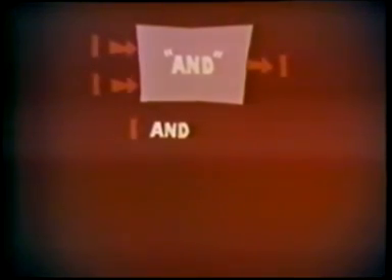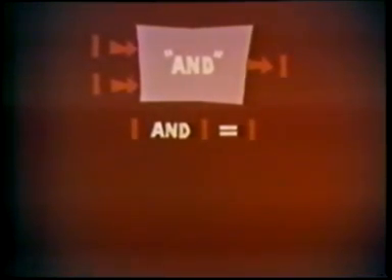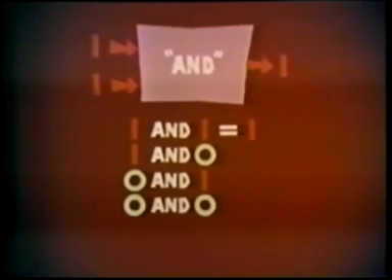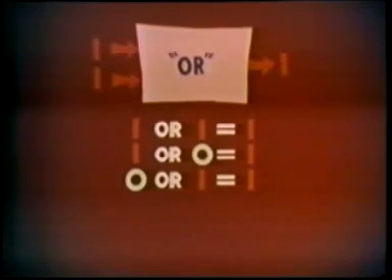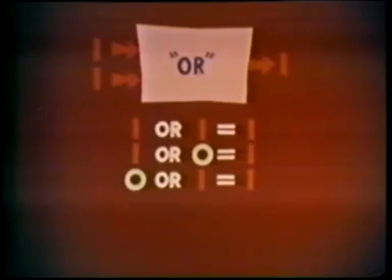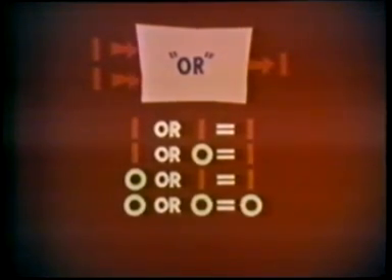The key to its function lies in the word itself. If input A and input B are 1, the output is 1. Any other combination of inputs will produce a 0 answer. Another logic block is the OR circuit, which provides 3 yes decisions. If input A or B are 1s, the output is 1. The last combination of inputs will produce a 0 answer.